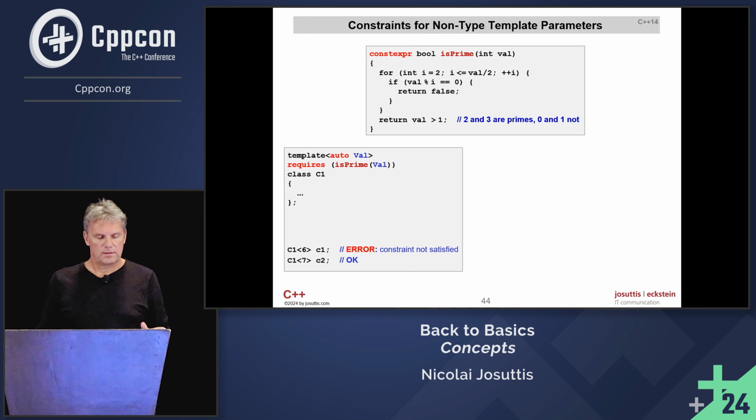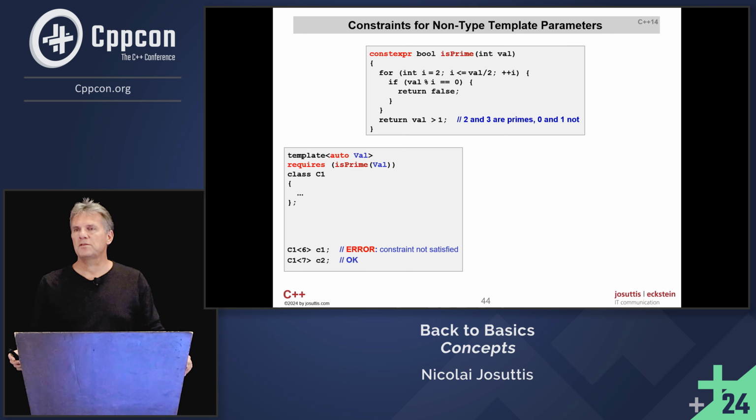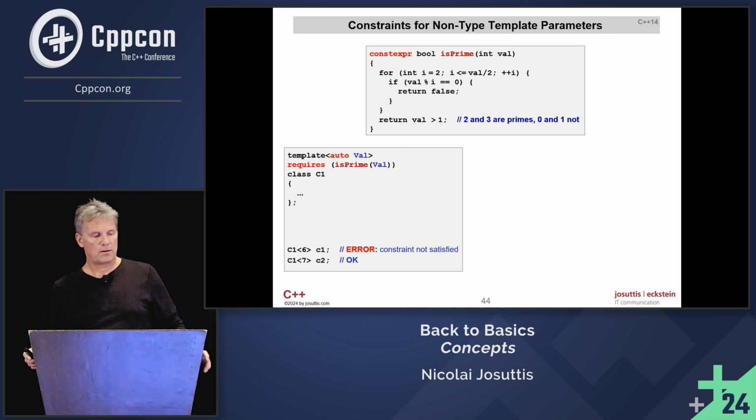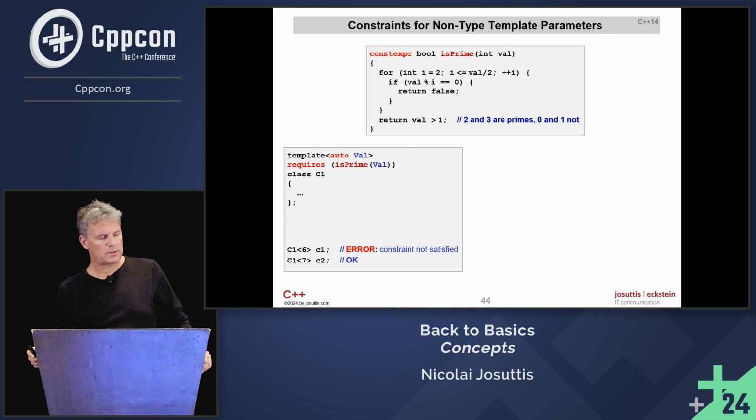And C1 here, instantiated with the value 6, will not compile because this constraint is not satisfied, while with the value 7, this will compile. That will help us a lot. Think about security code where parameters have to be prime numbers. And of course, there are many other examples.